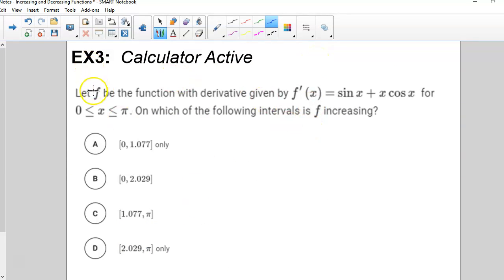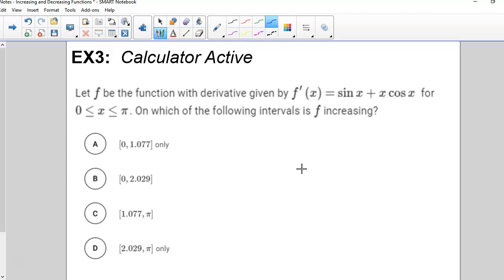It says let f be the function with the derivative given by f prime of x equals sine x plus x cosine x for 0 to pi. On which of the following intervals is f increasing? Okay, now if we had the graph of f, we could just look at the graph of f and tell where it's increasing, right? But did they give us f? Can we find f? No.